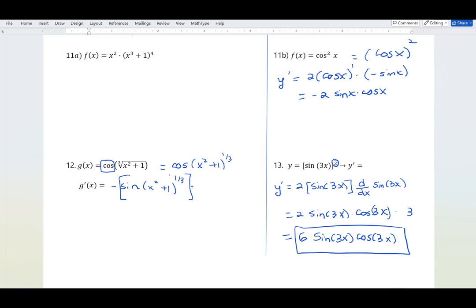And the inside is, of course, the x squared plus 1 to the 1/3 portion. Now there we can apply the power rule, right? So here's going to be 1/3 times x squared plus 1, subtract 1 from the power now, so it'll be negative 2/3, times the derivative of the inside of, which is the derivative of x squared plus 1, and that is 2x.